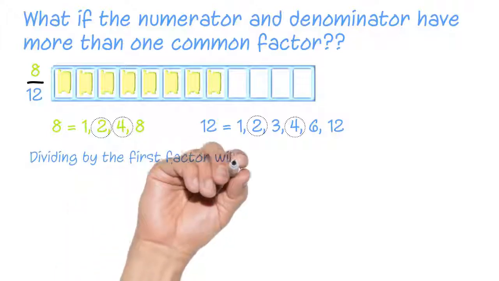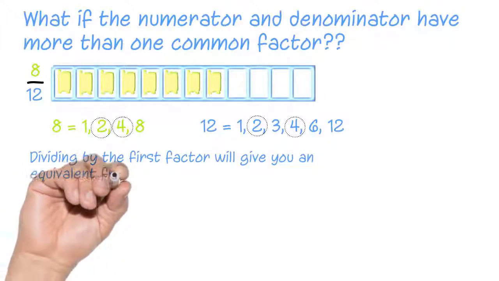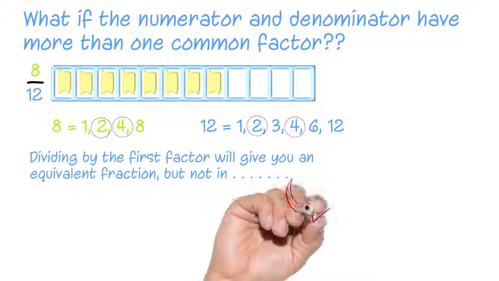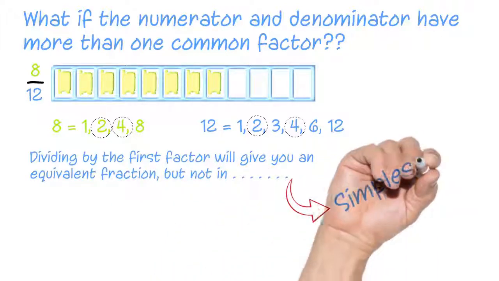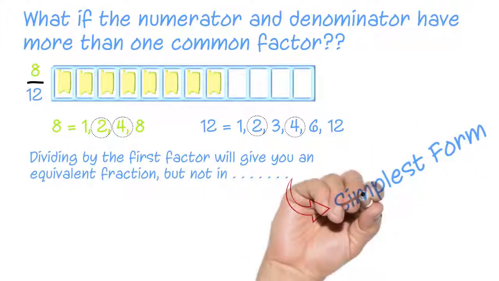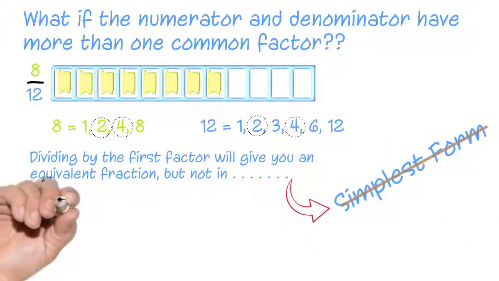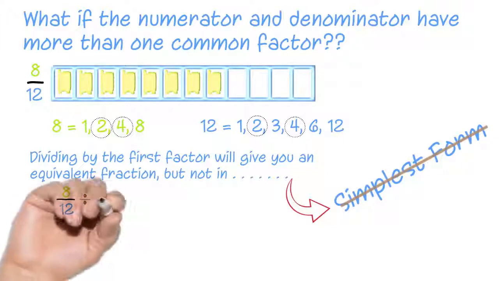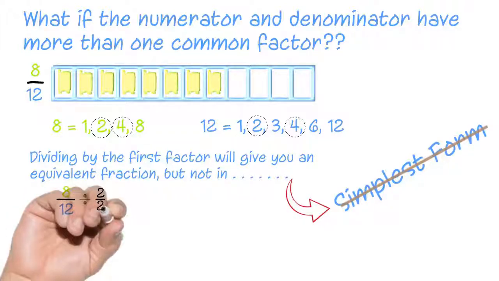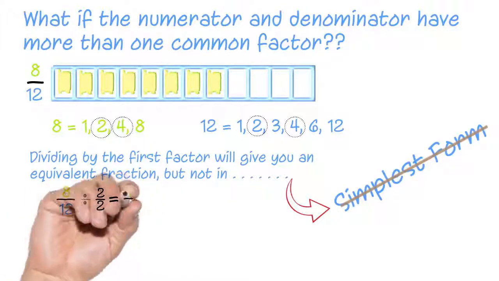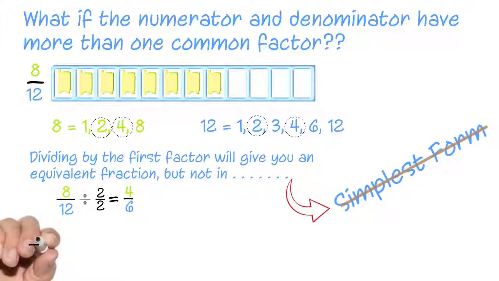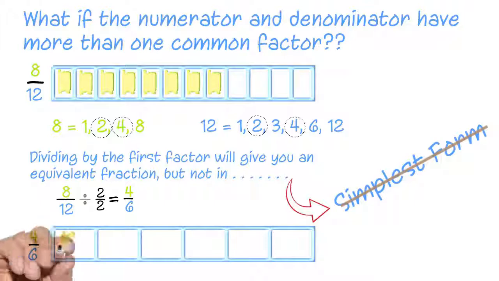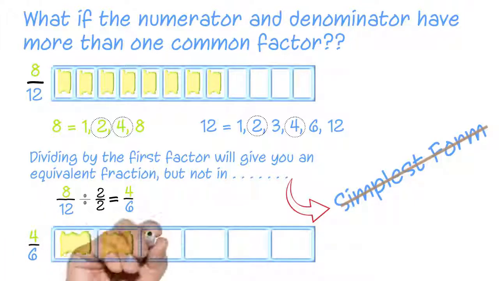Dividing by the first factor will give you an equivalent fraction, but not in simplest form. Eight twelfths divided by 2/2 equals 4/6. The model below represents 4/6, which is an equivalent fraction but not in simplest form.